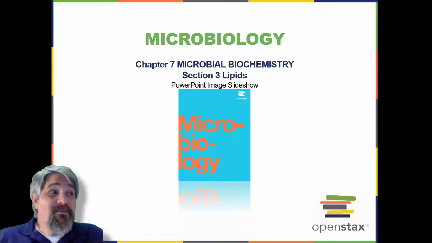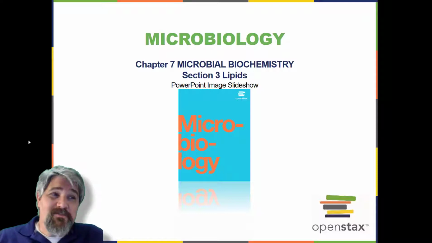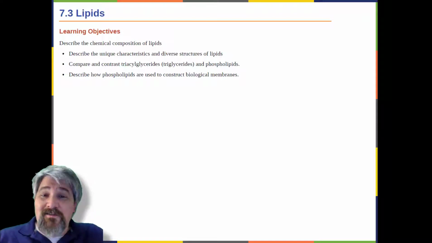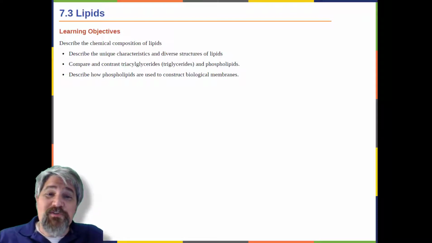Welcome to Chapter 7, Microbial Biochemistry, Section 3, Lipids. Learning Objectives. Describe the chemical composition of lipids. Describe the unique characteristics and diverse structures of lipids, triglycerides, and phospholipids. Describe how phospholipids are used to construct biological membranes.